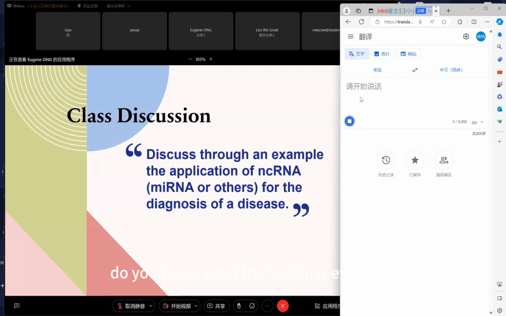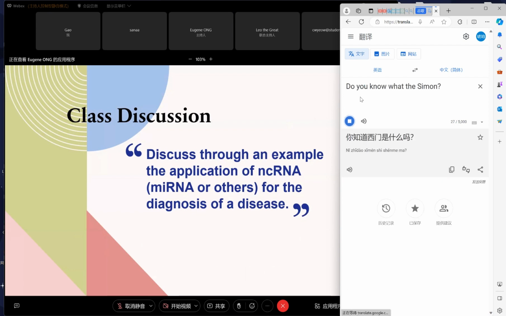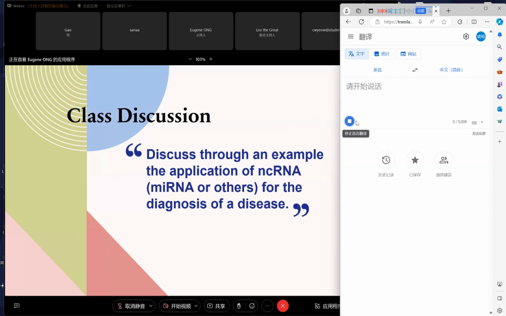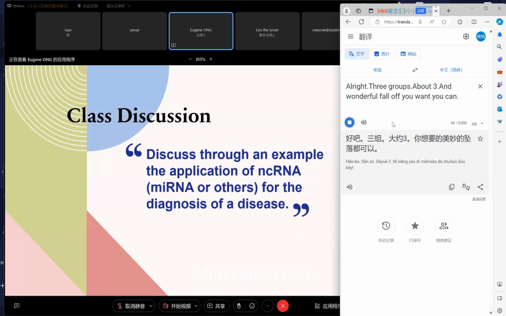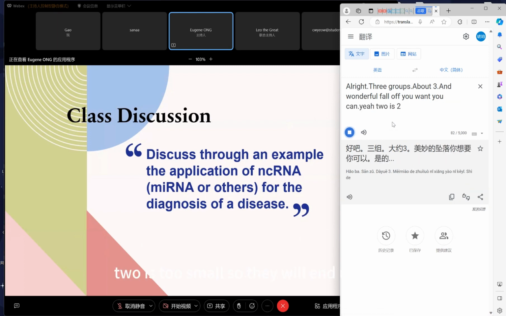Do you know what the assignment is, everyone? Doctor, if you explain for us, it's going to be much better. Okay, so you will break into groups, about 3 groups. Group of 3, group of 3, and 1 group of 4. Yeah, 2 is too small, so then we'll end up with too many groups.